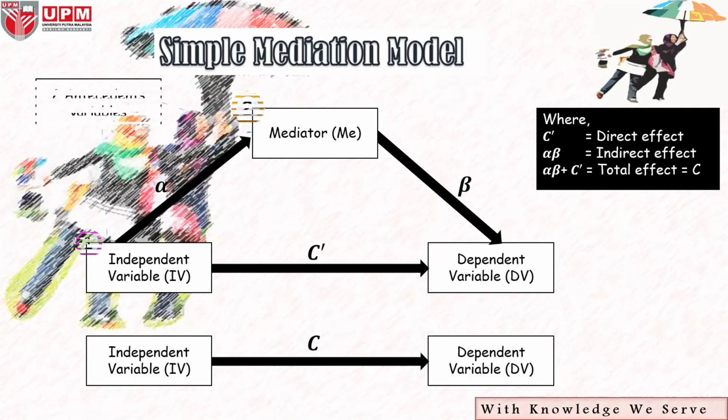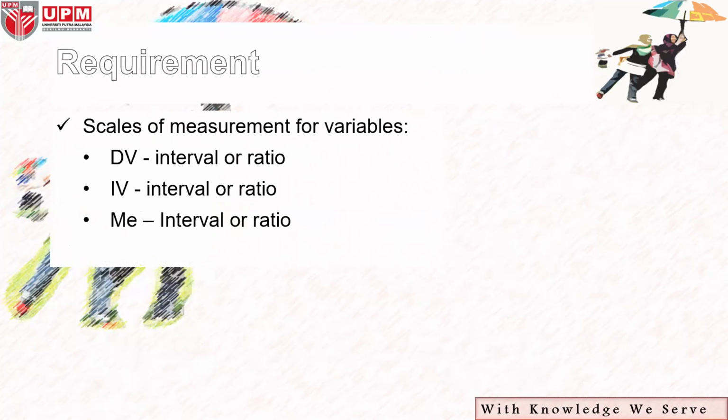Ni tak apa, ni laju dah. Ni dah faham tak apa. So the requirement in terms of scale of measurement, again DV, tadi saya kata dia boleh jadi dua-dua tapi ni saya letak interval or ratio. DV ni must be interval or ratio. IV ni dia boleh jadi continuous or dichotomous. Mediator, interval or ratio. Okay.